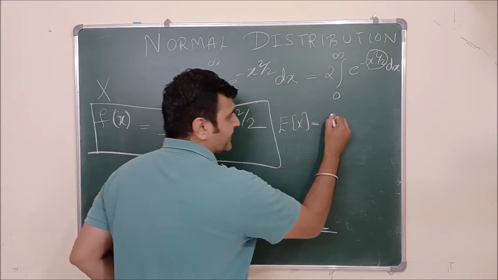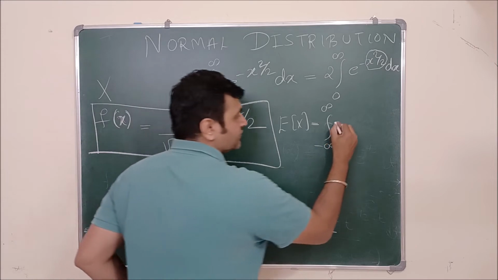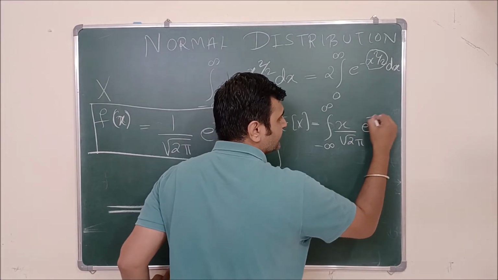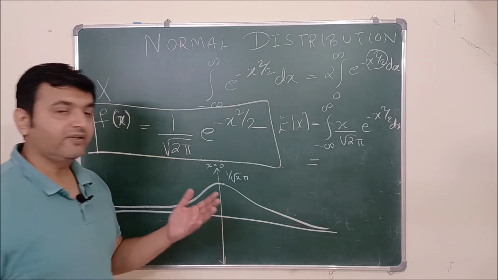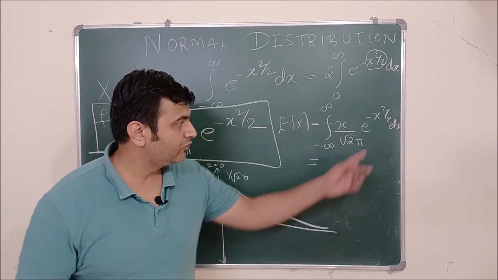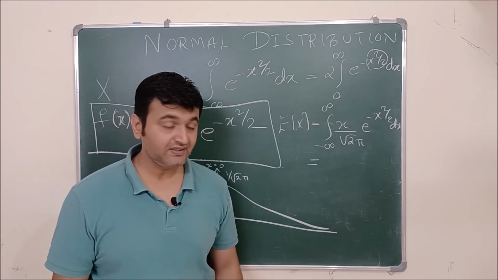What is the formula? Expectation of x is the integration from minus infinity to infinity of x into f of x. What is f of x? 1 upon root 2 pi e raised to minus x square by 2 dx. Now one way to solve is by integration by parts, or another way you put x square by 2 as t and do the substitution.